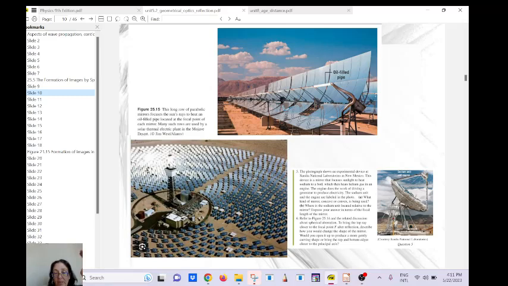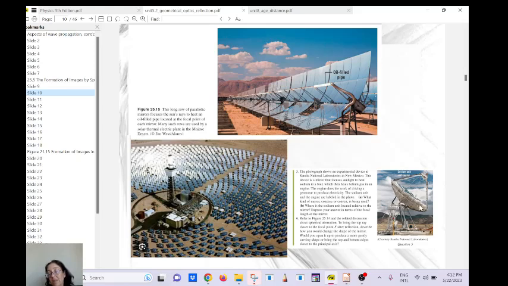At that focal point, they have an oil container. So they are boiling the oil, which will somehow create steam that will turn an engine to produce electricity. So you have a lot of applications for that, like here. I think this is experimental, but it's the same idea.